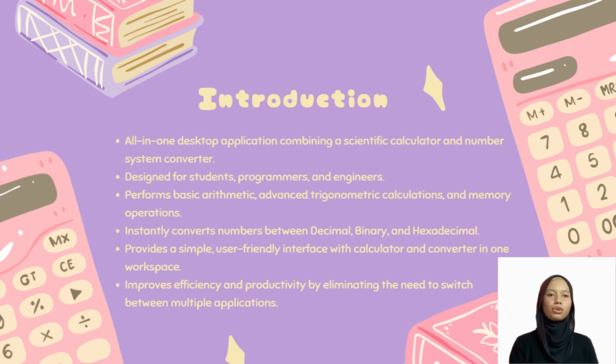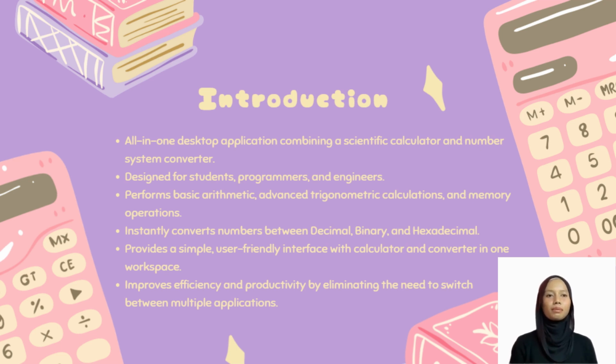Number System Studio is an all-in-one desktop application that combines a scientific calculator and a number system converter into a single interface. Instead of using different applications, users can perform calculations and convert number systems in one place. This application is mainly designed for students, programmers, and engineers who frequently work with mathematical calculations and different number systems.